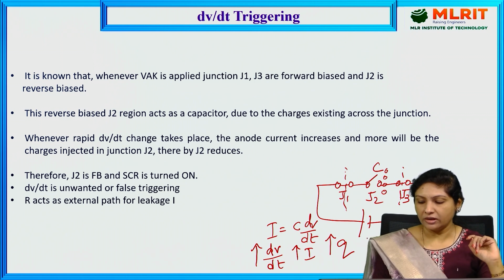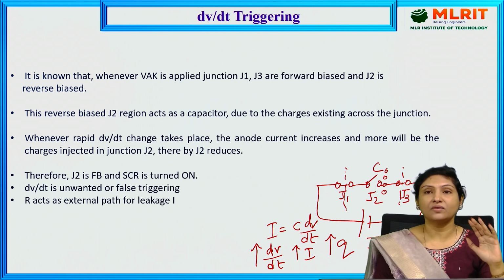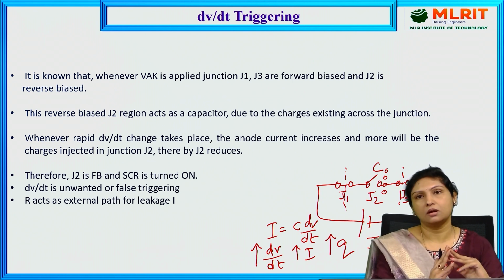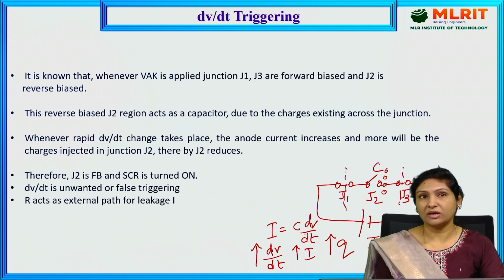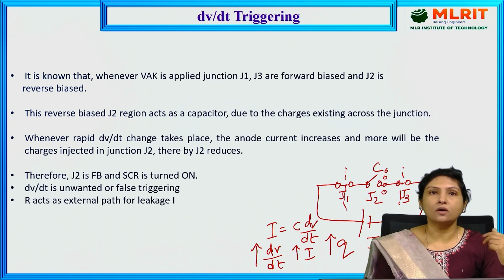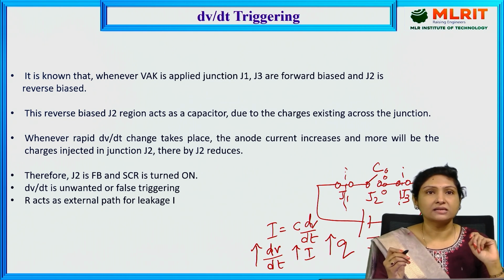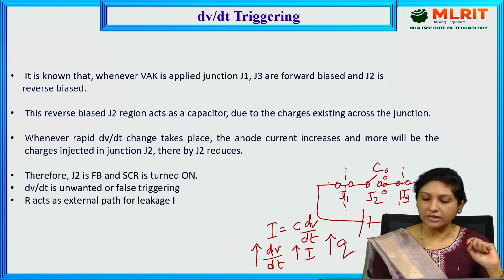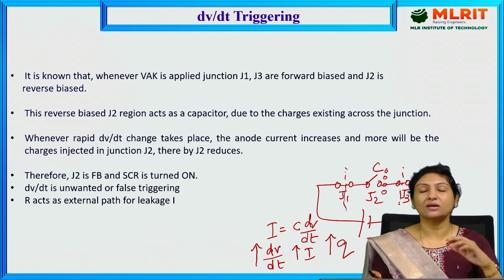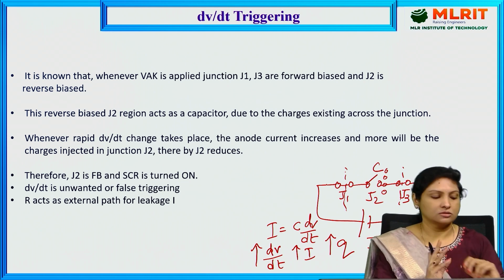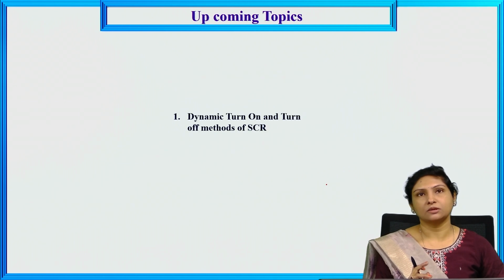So junction J2 gets reduced and finally the depletion layer disappears, thereby facilitating the flow of current through the device, and in turn the device is turned on. But this rate of change of voltage with respect to time, dV by dt, is not a suggestible method because it is also termed unwanted or false triggering, and a resistor acts as an external path for this leakage current. In order to limit this leakage current, we connect an external resistance such that the temperature as well as the extra current flowing through the device can be limited. So that is the reason dV by dt is not a suggestible method.